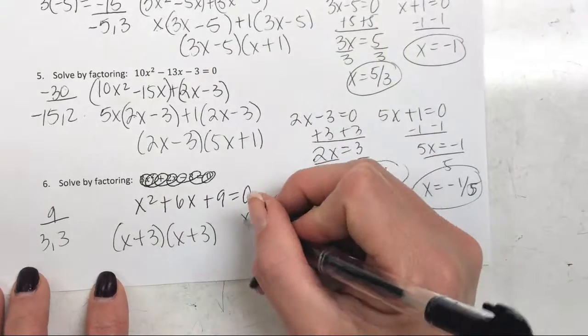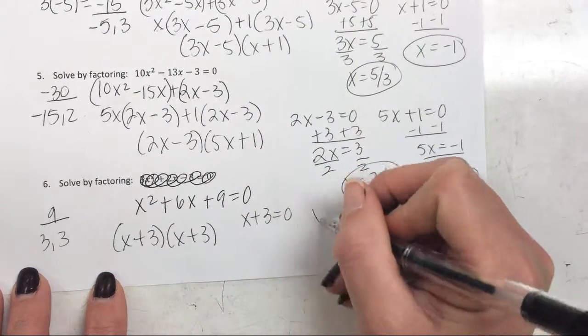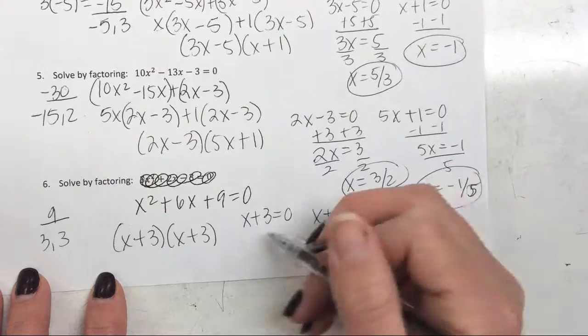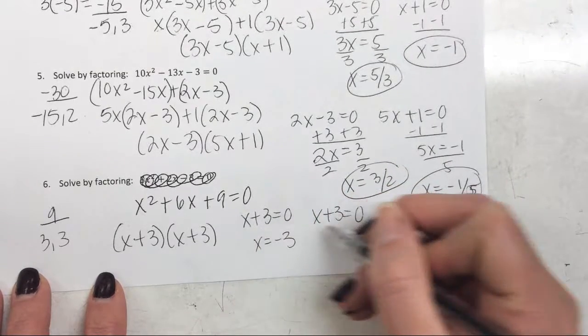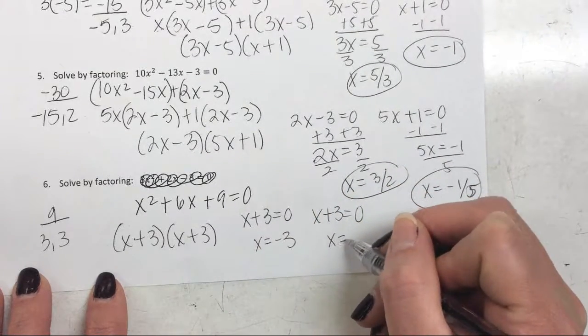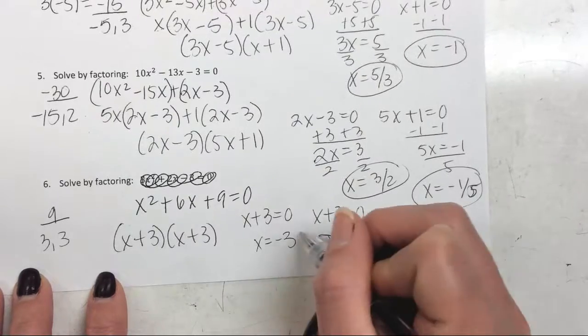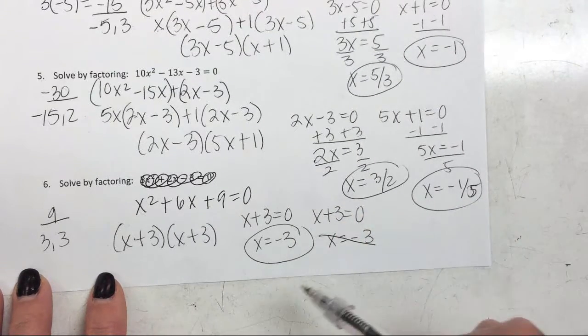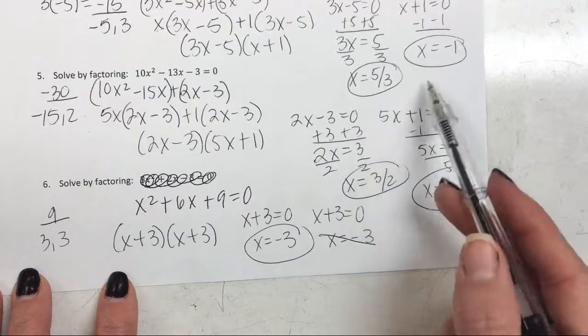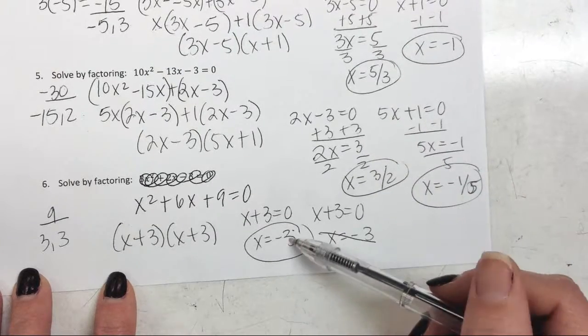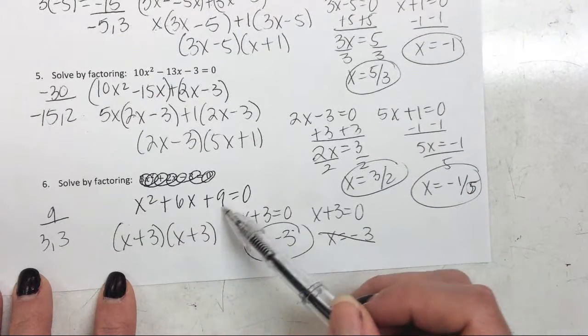Set them both equal to 0. And notice these are the same binomial. So in both of them, I'll get x equals -3, so you don't have to write it twice. And the reason all the rest of them have 2 solutions, and this one only has 1, is because this is a perfect square trinomial.